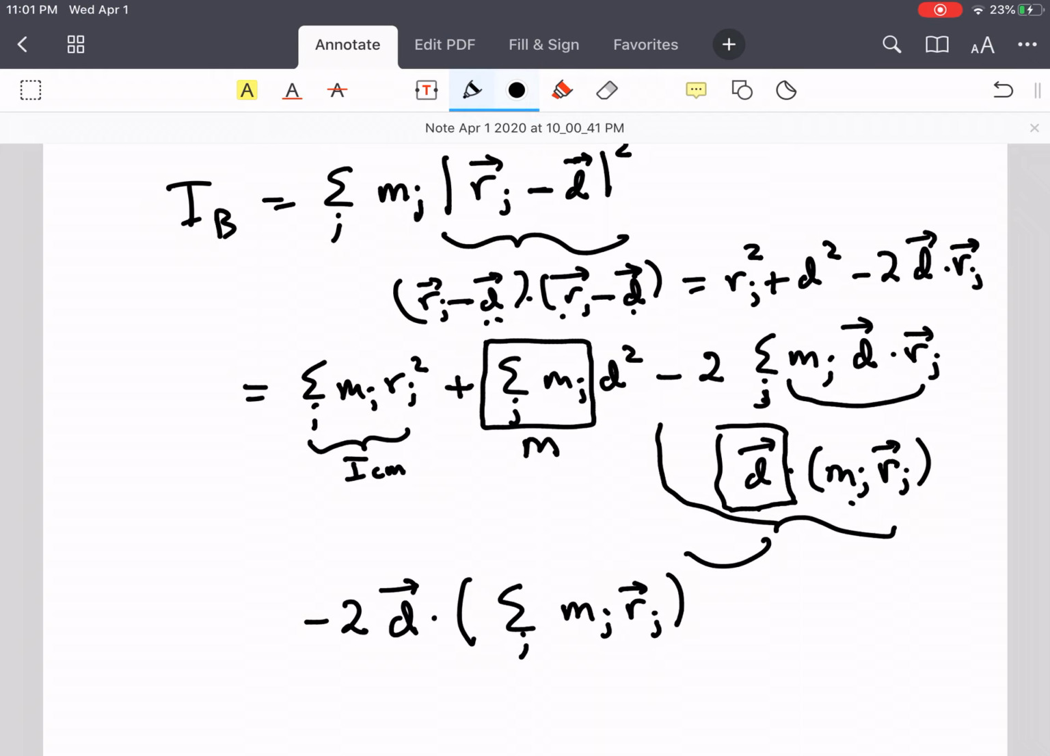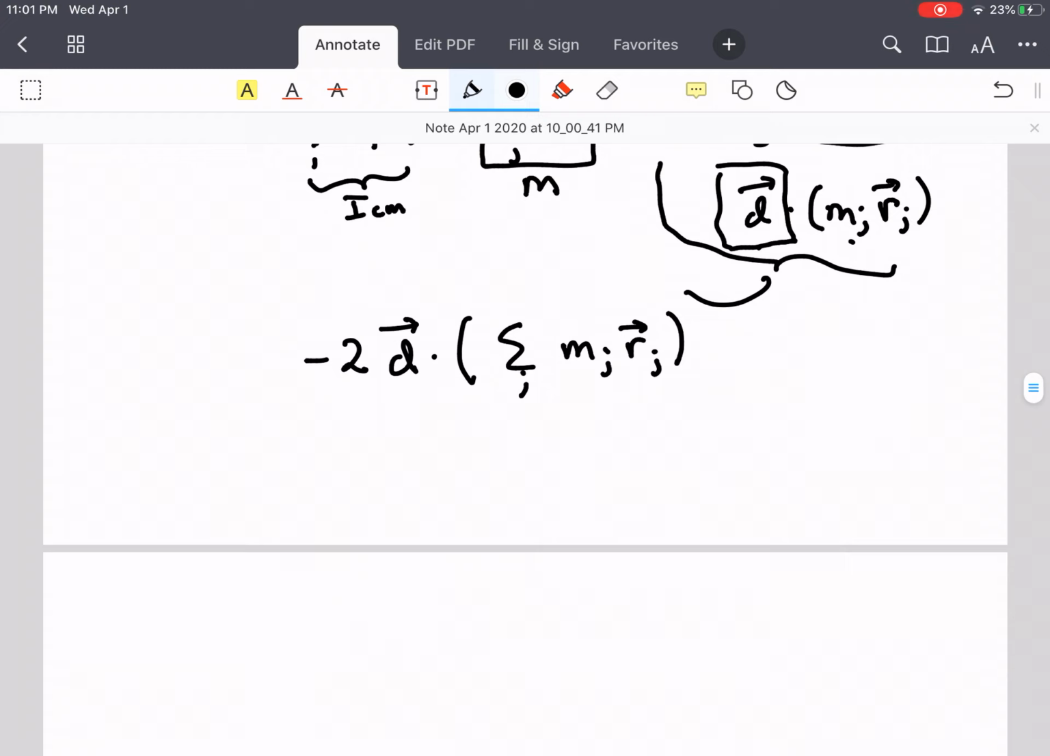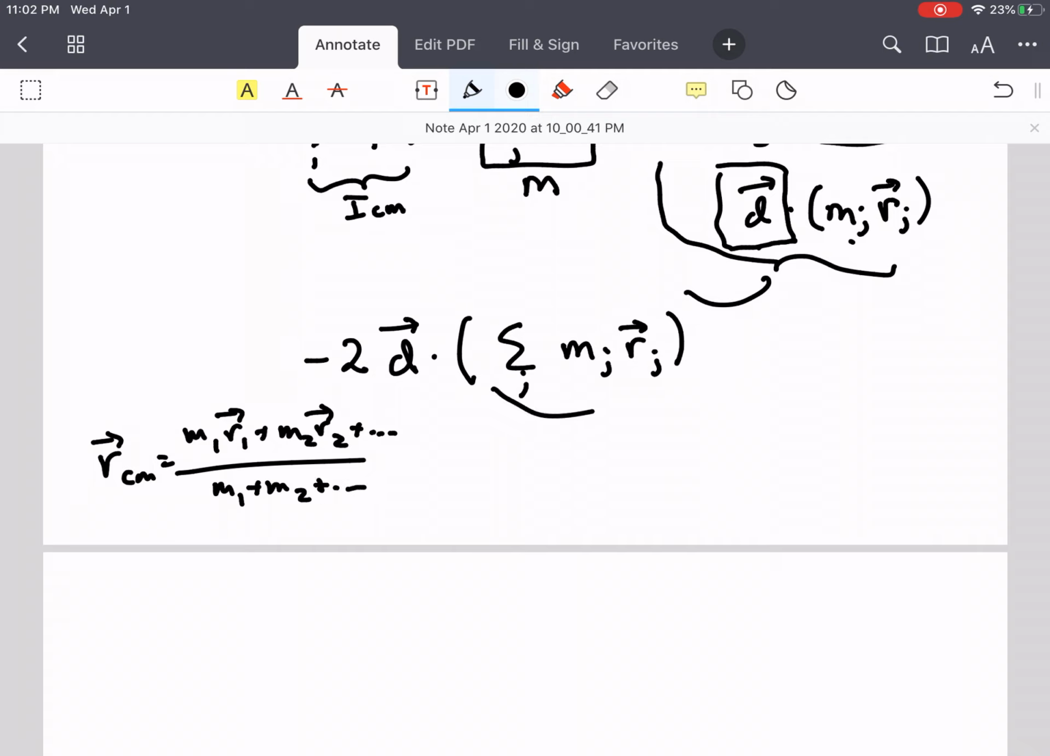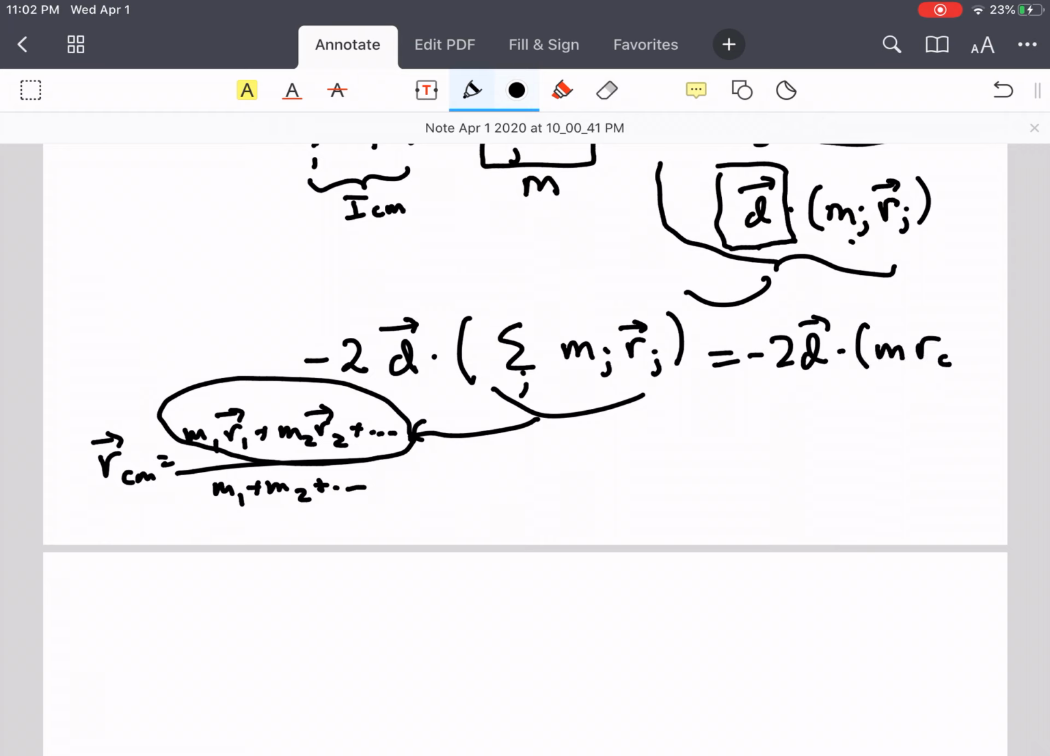This may look a little opaque, but if you remember my definition of the center of mass, my center of mass was by definition m1 times r1 plus m2 times r2 plus dot dot dot, over the sum of the masses. You'll notice that this object in parentheses actually just looks like the numerator here. Or in other words, the sum on j of mj times rj is just the total mass times the position of the center of mass. And that turns out to be true.